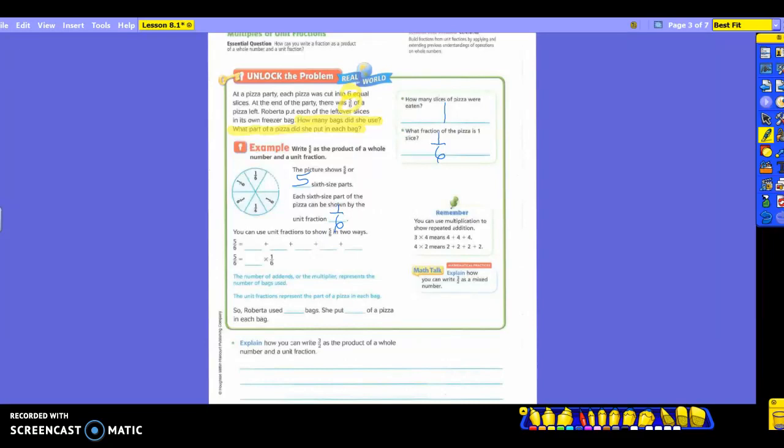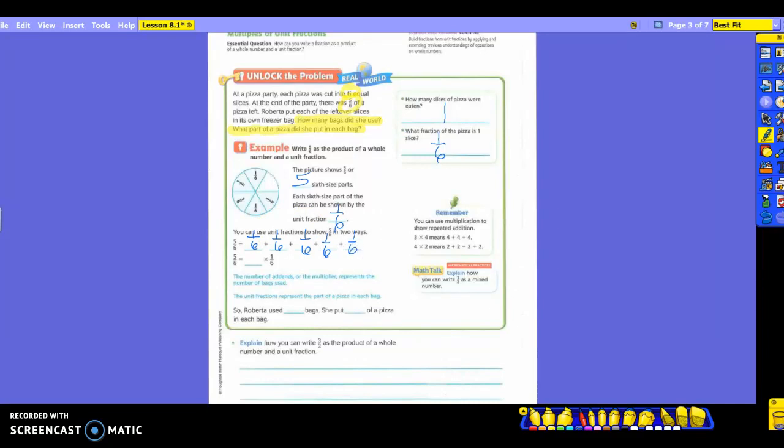So take a look at what they're doing with it here, because this is what you're going to be doing on your own. We are going to use unit fractions to show 5/6 in 2 different ways. So here's the first way, and as you know, we've done this already before, adding unit fractions, right? So how many times am I going to write 1/6? 5 times. So we're going to put it in there. We've already done this way. Okay?